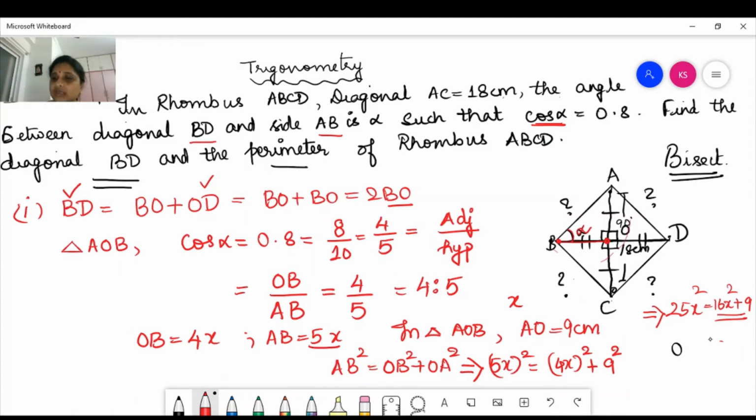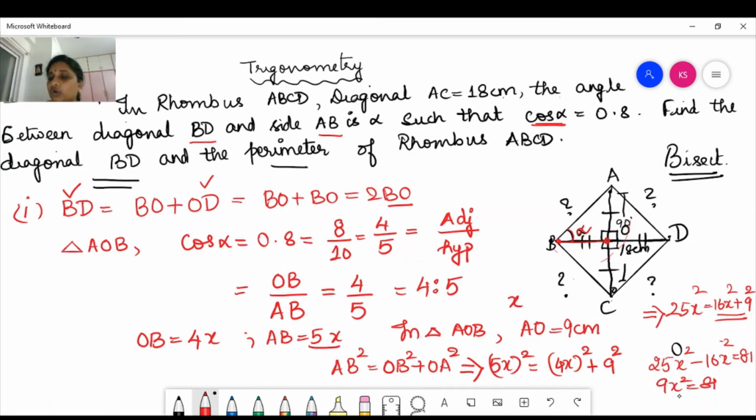So now let's transpose the variables to one side. I'm taking 16x squared to the other side so that I can have all variables on the same side. The 16x squared that's getting added to 9 will go to the other side with the opposite operation. It will get subtracted. So 25x squared minus 16x squared is equal to 9 square, that's nothing but 81. So you have 9x square equal to 81.